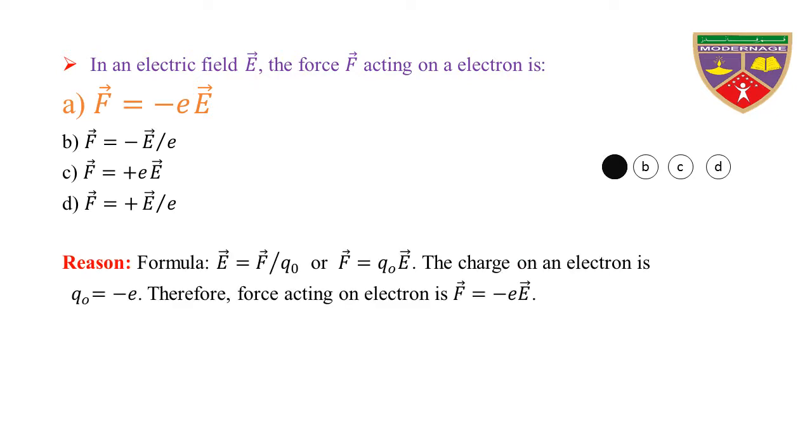Reason: formula, E is equal to F divided by q naught, or F is equal to q naught into E. The charge on an electron is q naught is equal to minus e. Therefore, the force acting on the electron is F is equal to minus e into E vector. Hence, the force acting on a proton is F is equal to plus e into E.